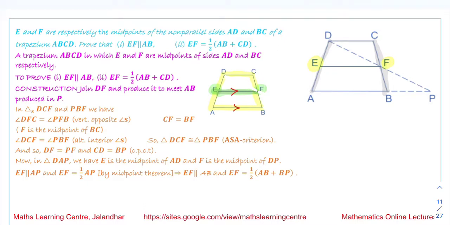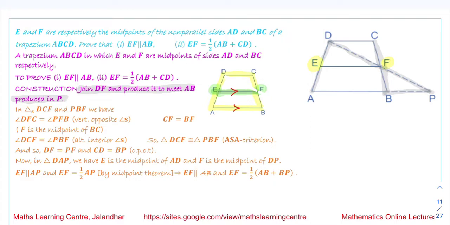So to prove this, we are going to do the construction over here, and we have joined the points D and F, and we have produced it to meet the line AB at P. This construction is shown over here, that we have produced this line DF and it meets AB at P. This is the construction part that we have to do.